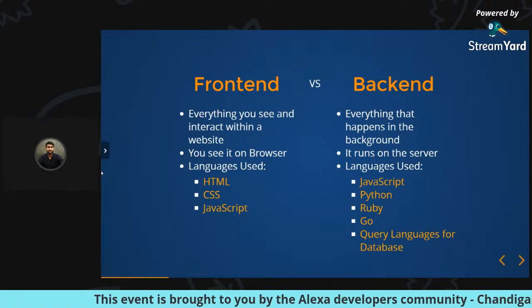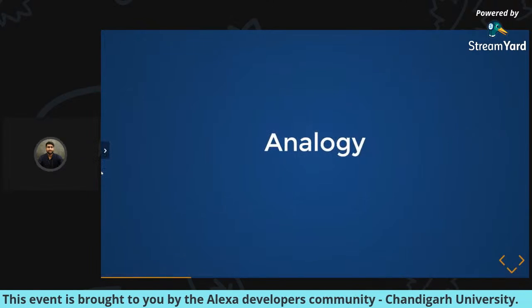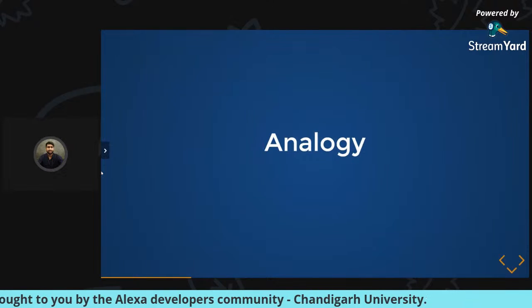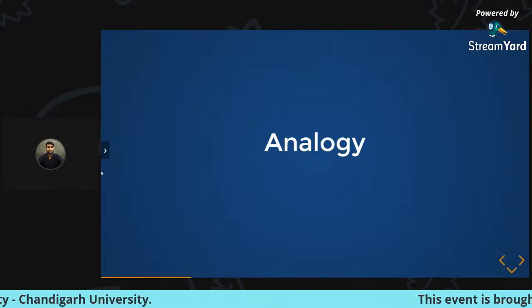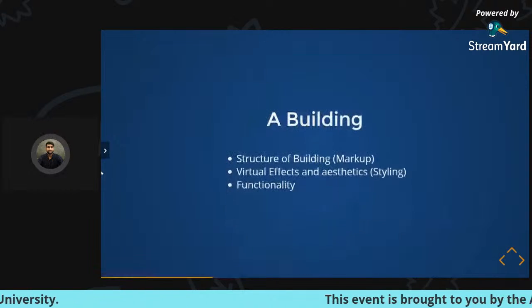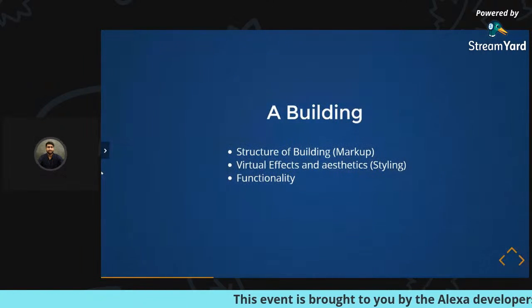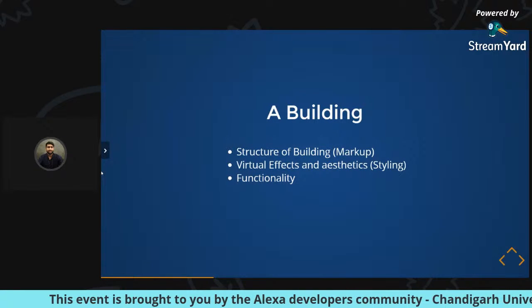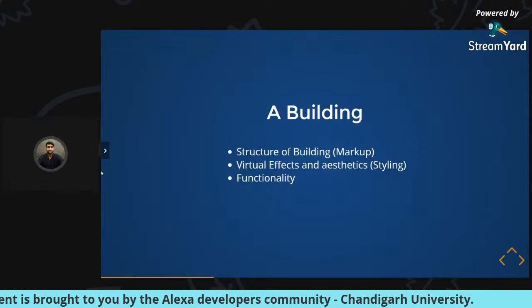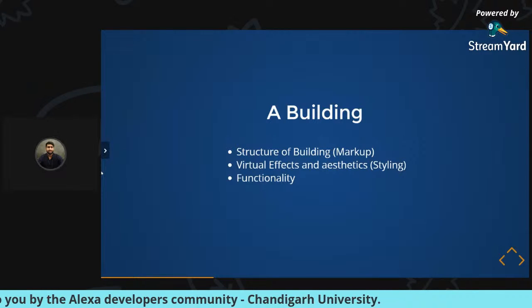Before going to the technical part, let us understand an analogy for how a basic website looks. There are three things: whatever content you see on the screen, how it looks, how beautiful it is, and how it works.